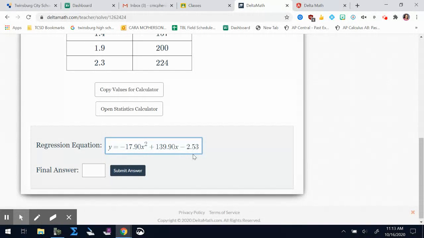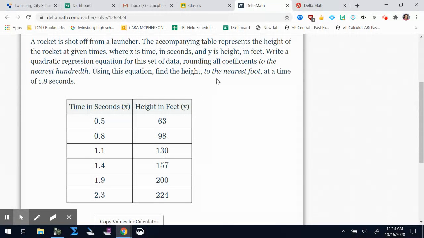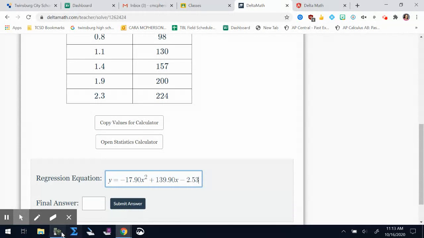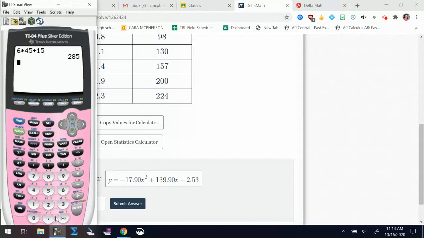And then finally, it wants to know what your height would be to the nearest foot, so the nearest whole number, when it's 1.8 seconds. So now you're going to want to grab your calculator and type in negative 17.90 times 1.8 squared. You don't have to use parentheses. I often do just to show that that's where I plugged it in. Plus 139.90 times 1.8. So you're putting a 1.8 everywhere you see an x. And then minus 2.53.